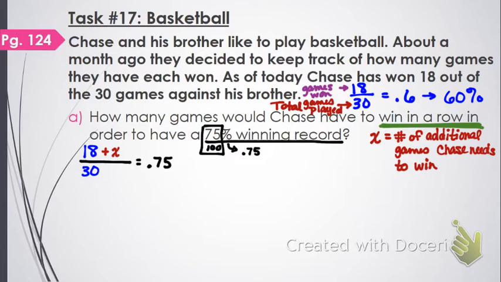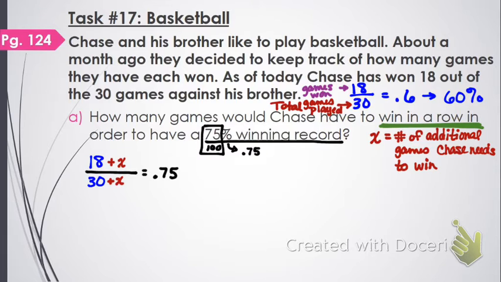Same variable here. He needs to win X games, so he has to play X games. I don't know what X is yet, but he's going to win this many games in a row. Question. Yes. So you mean to tell me that we're going to add the same amount to each? Yep. 18 and 30. Yes. And we'll check it at the end because I want you to see and understand what's happening there. Absolutely.